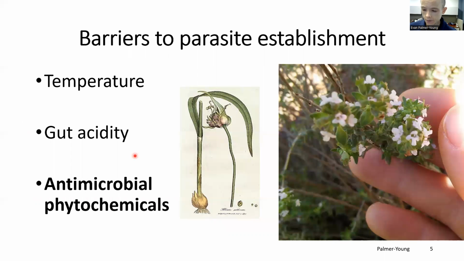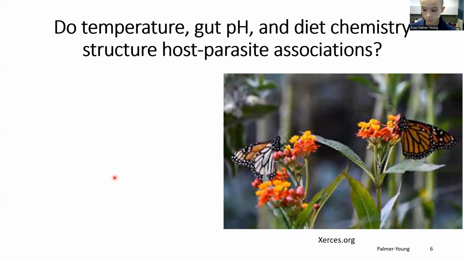Antimicrobial phytochemicals provide resistance to infection both in plants themselves and in plant-consuming animals, as evidenced by the use of various plants for medicinal purposes in humans. Plant compounds can affect infection in plant-eating wild animals too. The diversity of plant food sources consumed by different insects results in a variety of phytochemical-mediated challenges for their parasites.